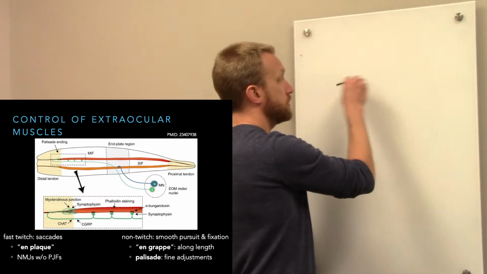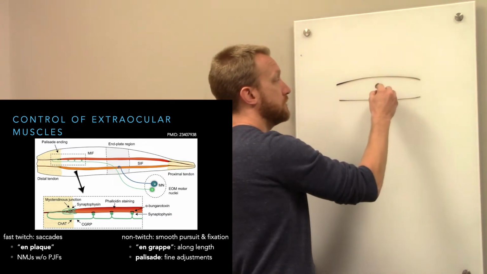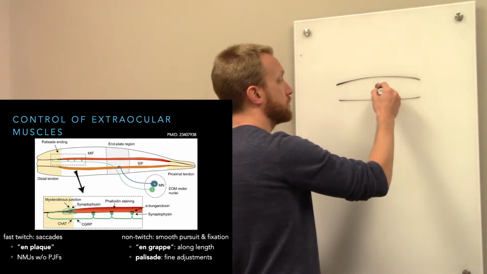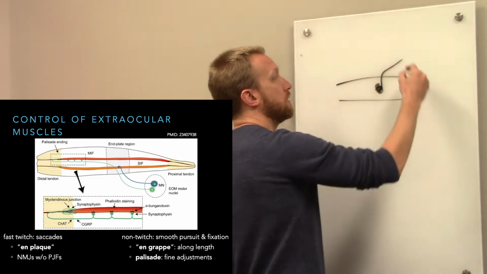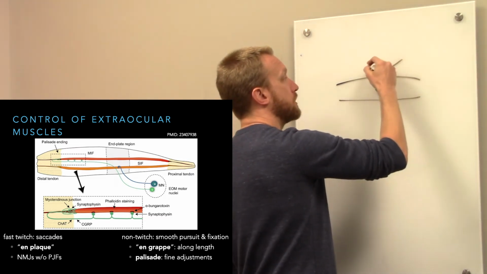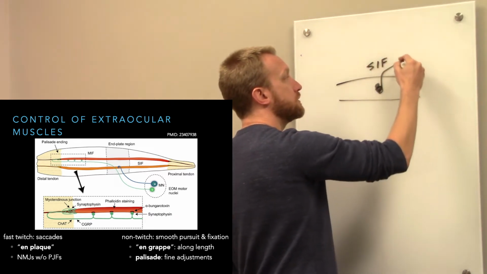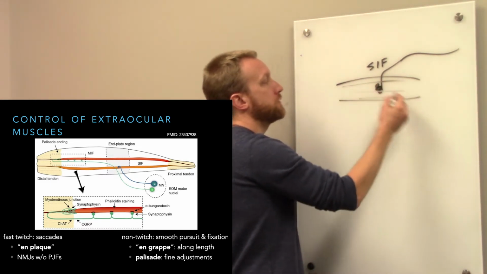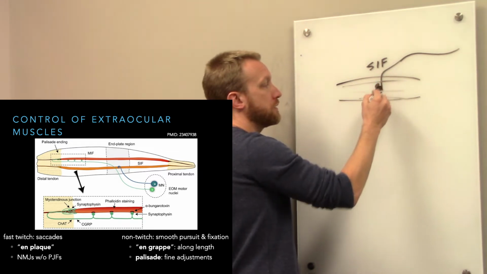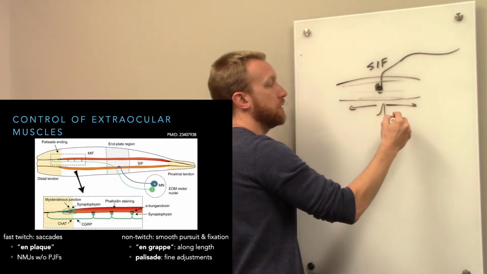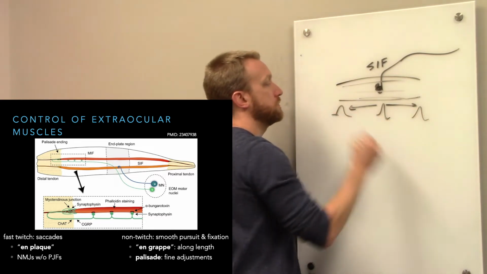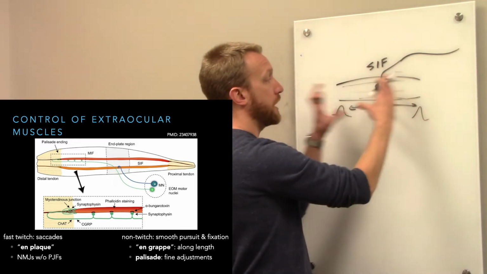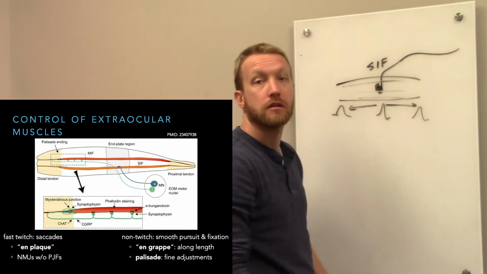So for fast twitch, those that fire an action potential, we see focal innervation, en plaque, in other words, just one big area of innervation. This is also called singly innervated fibers. This is just a motor neuron coming off here. Because these muscle fibers fire action potentials, depolarization here spreads through propagation of the muscle action potential. So a single site of innervation will work, and I'll get rapid contraction along the entire length, thus a much larger eye movement.